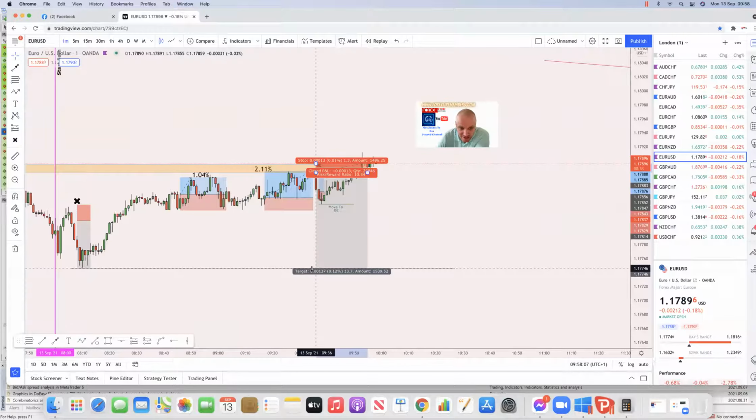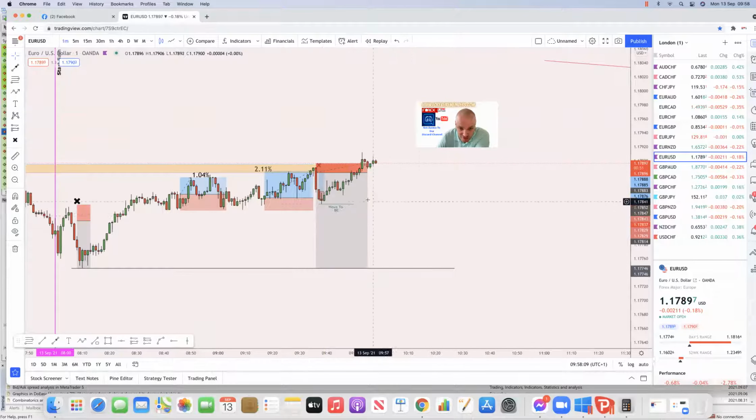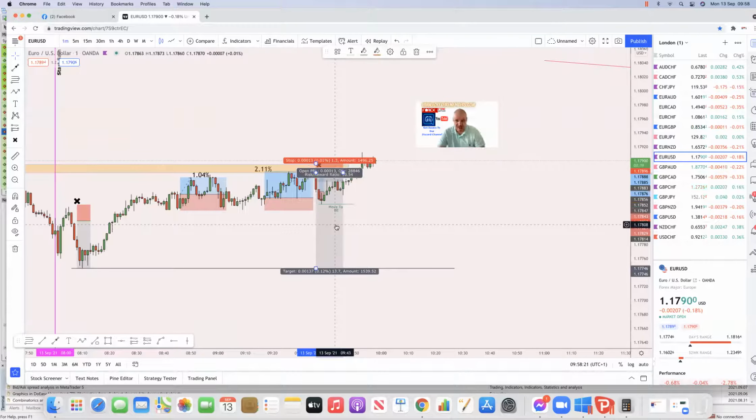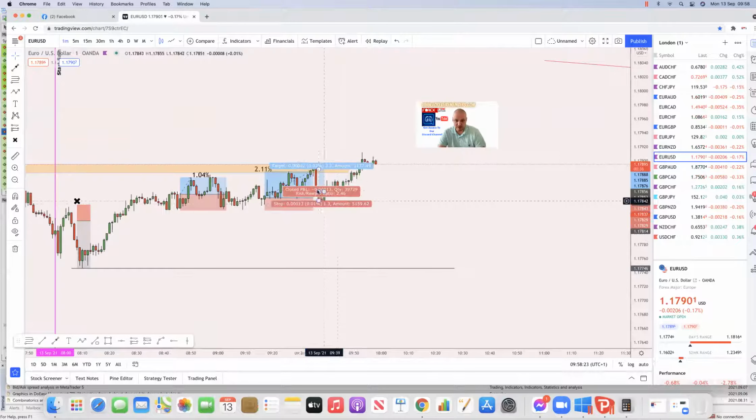So again, this one isn't a loss as such because we had a move to break even. We just treat it as a non-ended trade. Okay, so with that in mind, we can just basically delete that bit off. We'll delete that bit off.